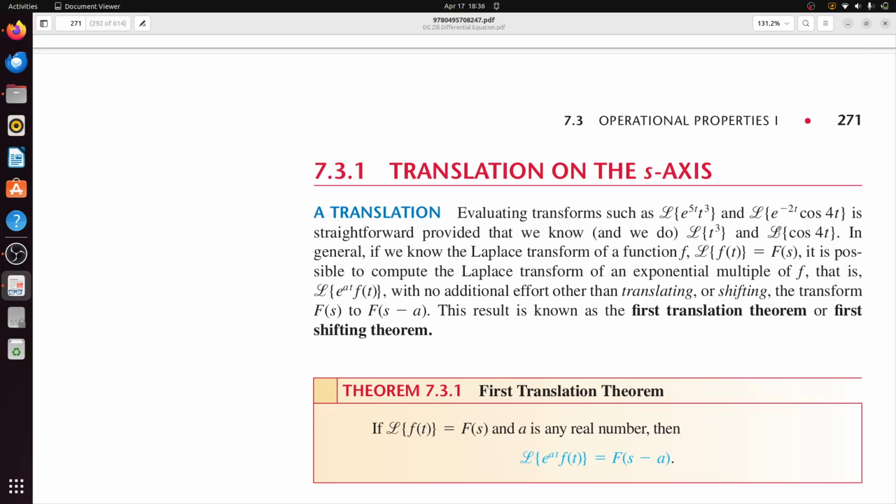So evaluating transforms such as the Laplace transformation of e to the power 5t into t cube or e to the power minus 2t into cos 4t is straightforward, provided that we know the Laplace transformation of t cube and cos 4t. In general, if we know the Laplace transform of a function f(t), then it is possible to compute the Laplace transformation of an exponential multiple of f, that is e to the power at into f(t), with no additional effort other than translating or shifting the transformation to F(s minus a). This result is known as the first translation theorem.